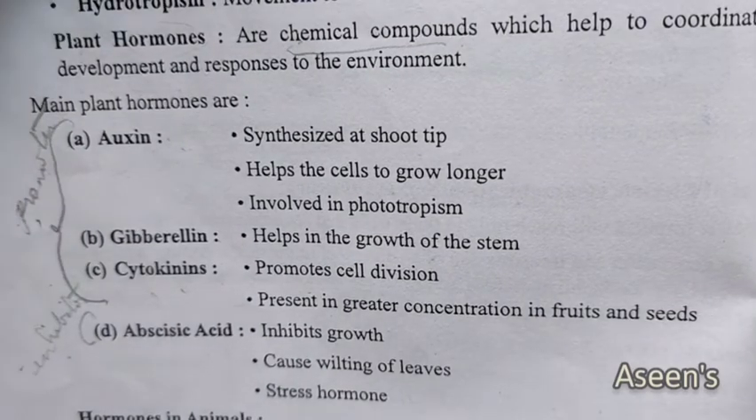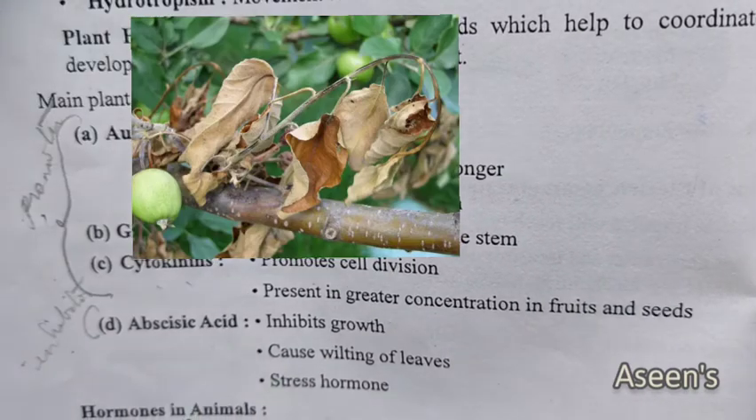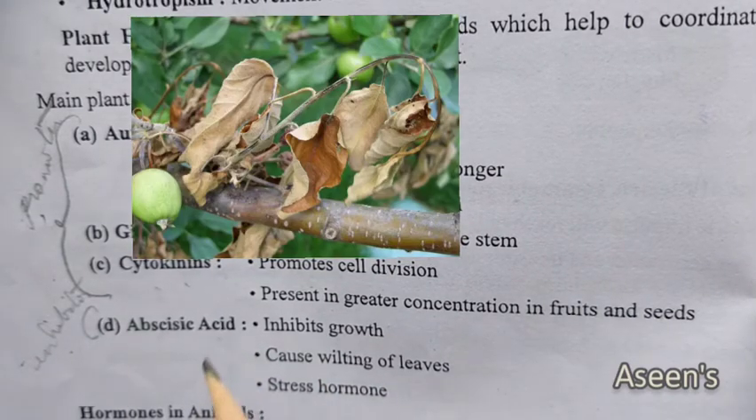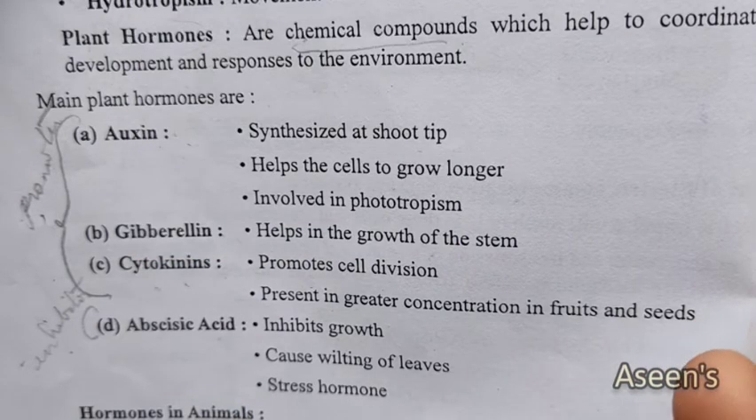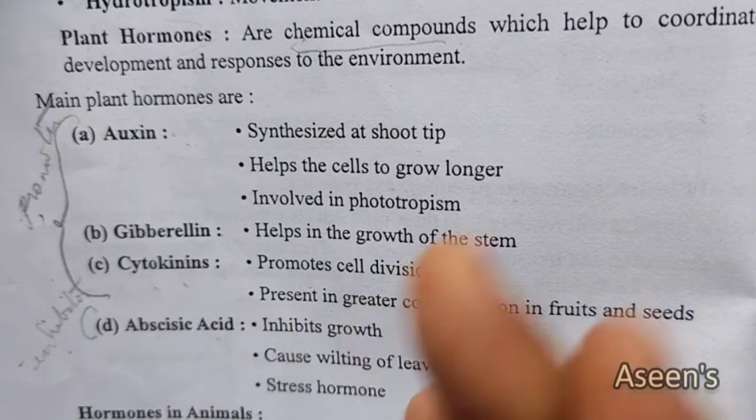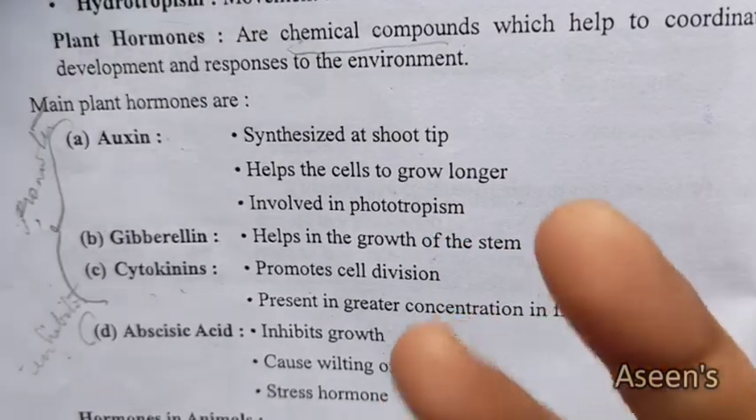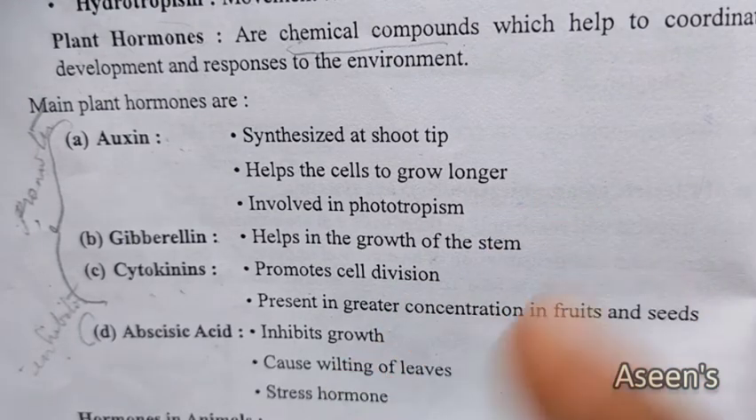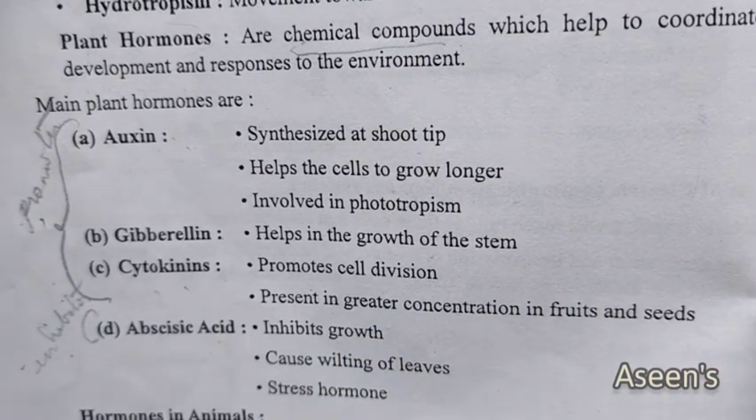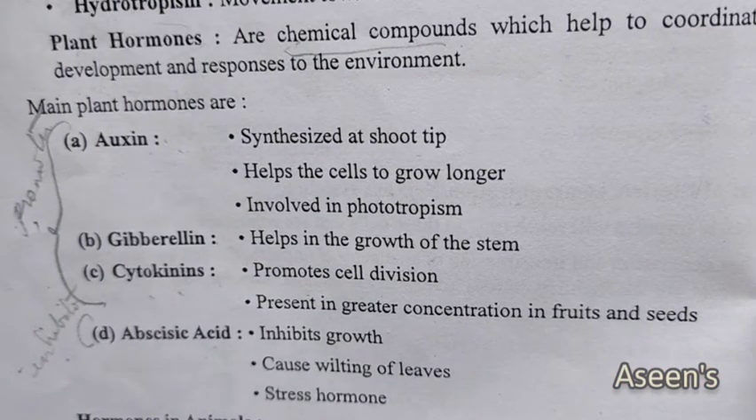The last one is the inhibitor, that is abscisic acid. As said before, its job is to stop the growth. So it inhibits growth. It is responsible for wilting, drying or falling of leaves. They all come under abscisic acid. It also acts as a stress hormone. The stress in a plant can be observed by the amount of abscisic acid. If too much abscisic acid is present, that means the plant is being stressed and is not able to grow. It will start to wilt, dry off and die.